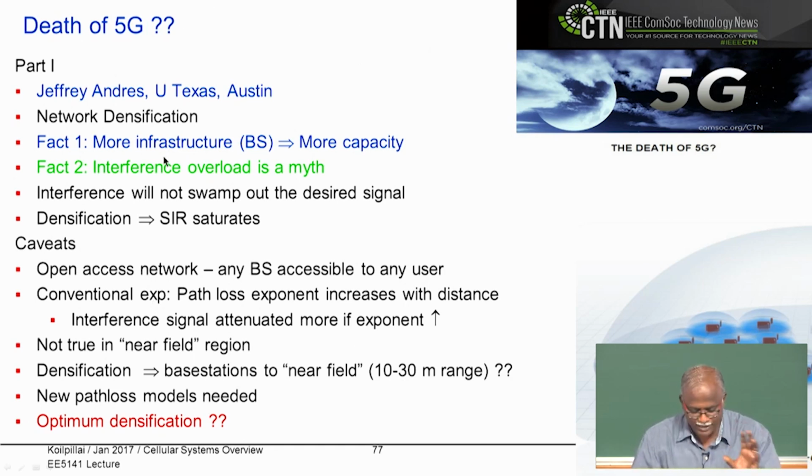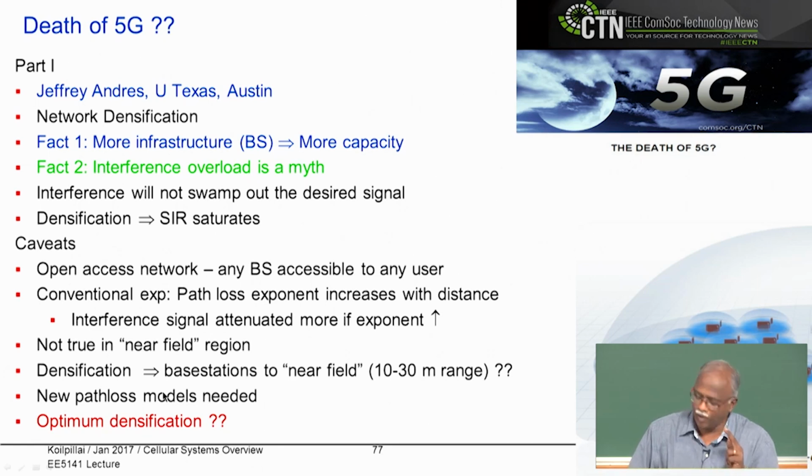The statement which says more cells implies more capacity has not yet addressed the issue of who will be allowed to connect to the nearest base station. So if it were an open access network, where anybody can connect to any base station, the fact number one is good.